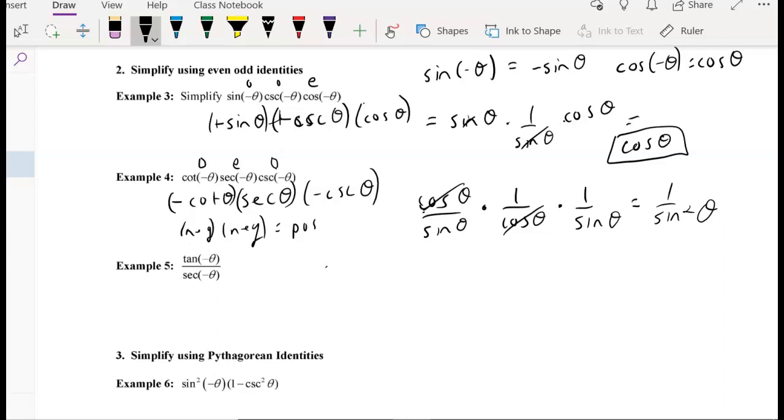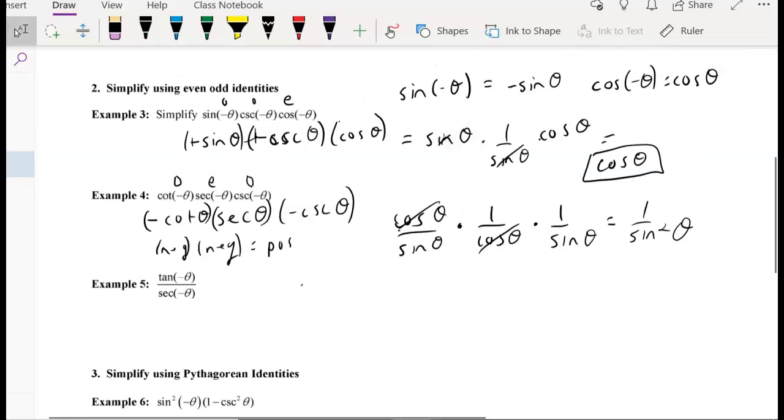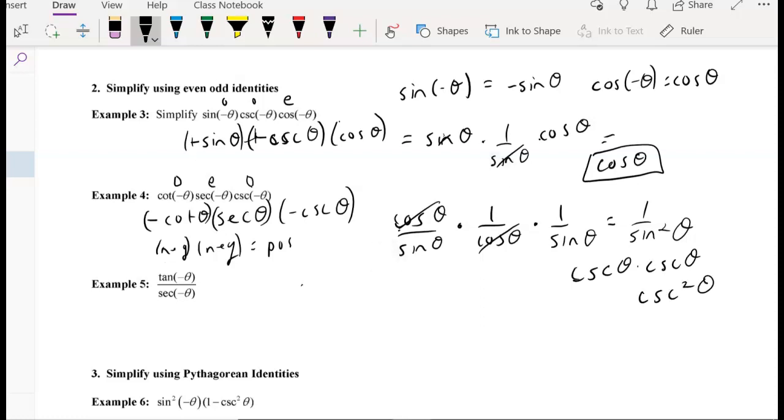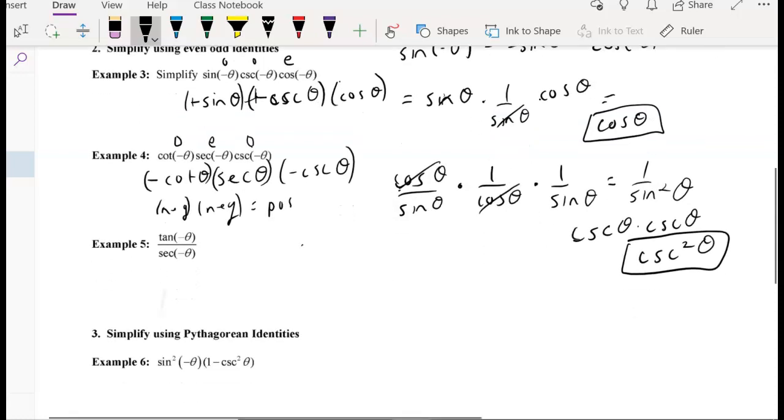Well, we know that 1 over the sine of theta is the cosecant. So we really have the cosecant times itself. We don't normally have to write this, but the cosecant of theta times the cosecant of theta, and that's the cosecant squared of theta. And that's what we have here. So this is cosecant squared of theta. Again, just one term, nice and simple. All right, let's try the next one.